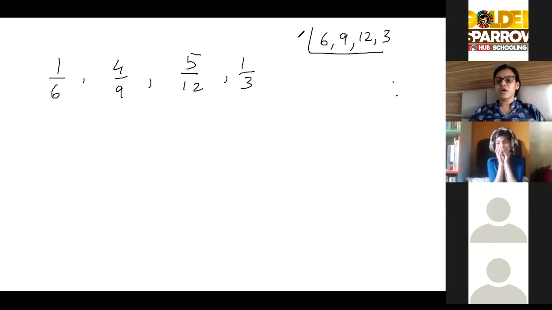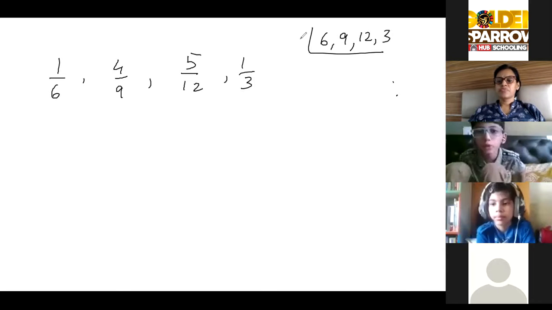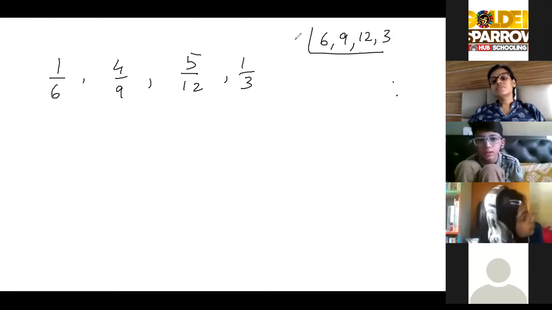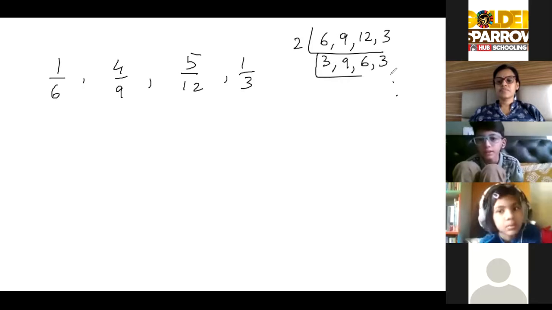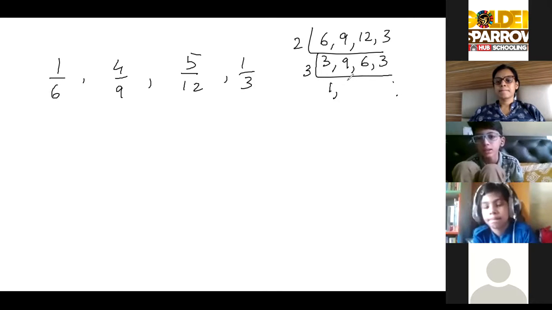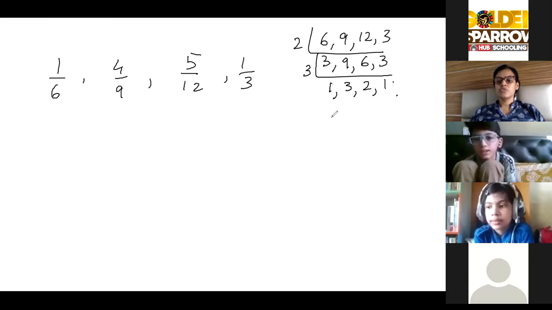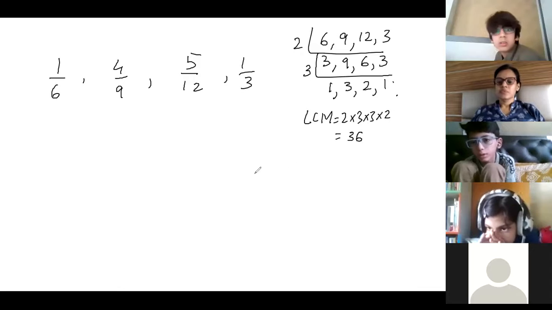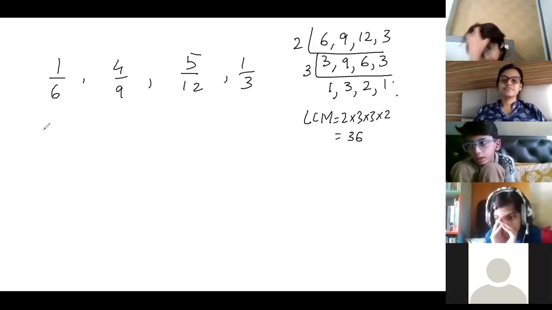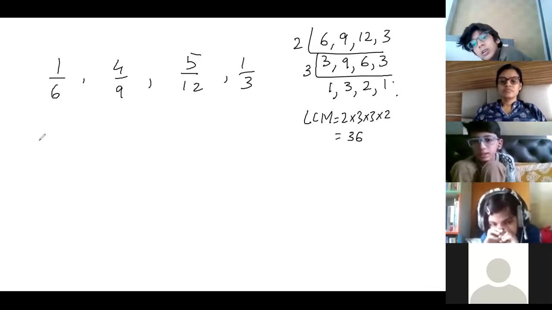First number, what will it be? Ibrahim, tell me. Yes, ma'am. 2. 2 3s are 6. Okay, 2 3s are 6. 9 will come as it is. 2 6s are 12, and 3 will come as it is. Okay. Then we will take 3. 3 1s are 3. 3 3s are 9. 3 2s are 6. 3 2s are 6, and 3 1s are 3. So the LCM will be 2 into 3 into 3 into 2. So 2 into 3 will be 6. 6 into 3 will be 18. 18 into 2 will be 36.